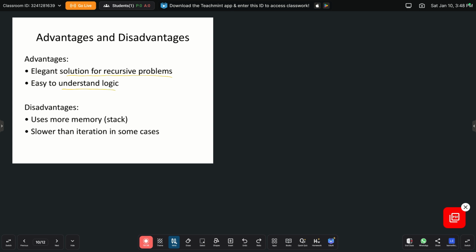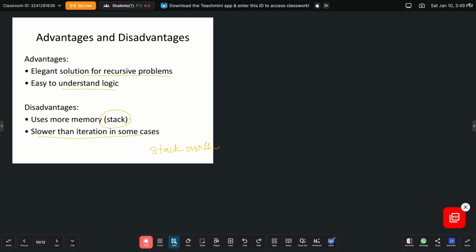What are the disadvantages? It uses more memory from the stack. So in such a case, if we forget to write the base condition, we will get an error while running the recursive function. We will get the error like stack overflow. If at all the base condition is not met, then it will reach the stack overflow condition.